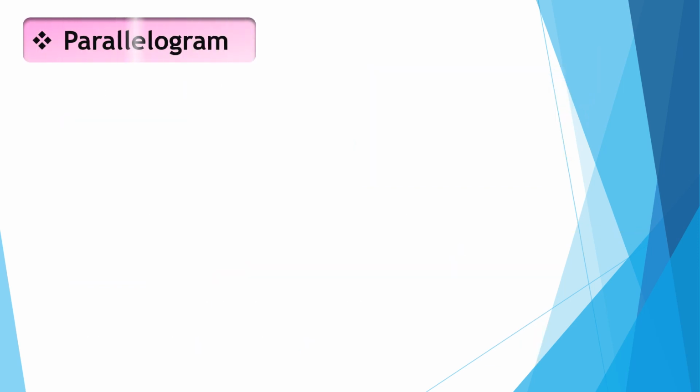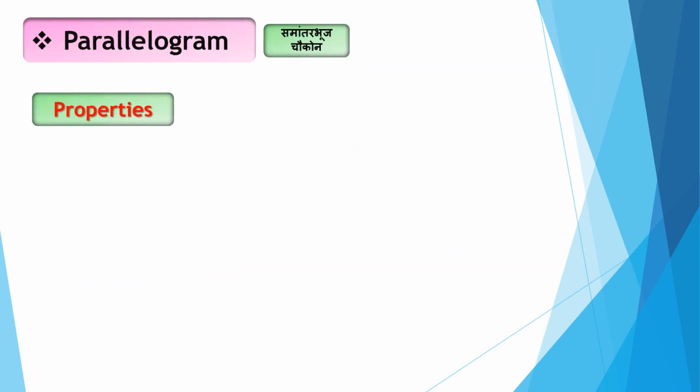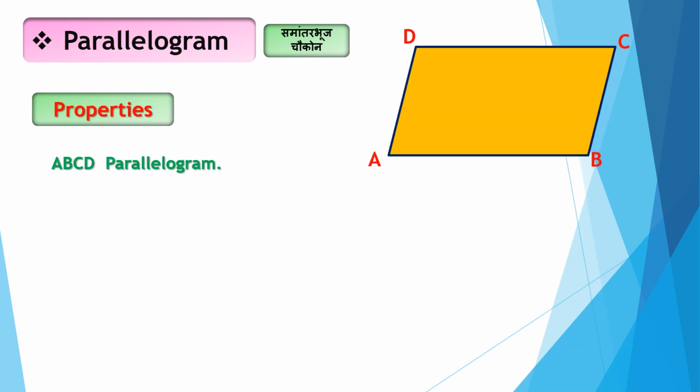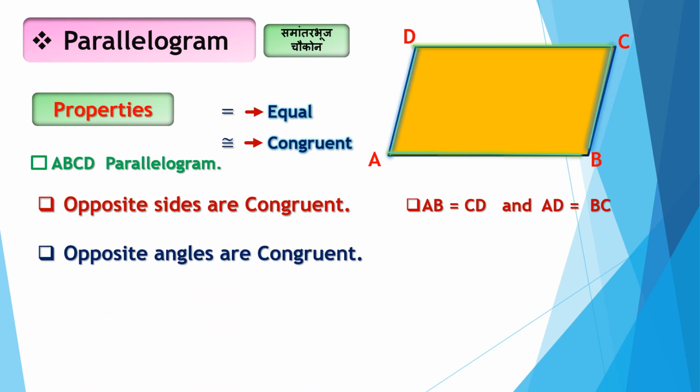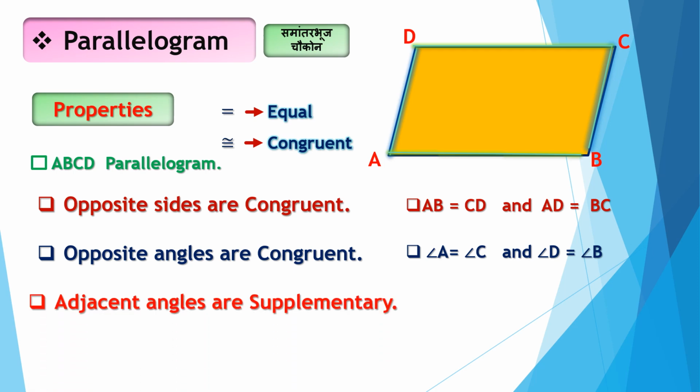Now we see the properties of a parallelogram. Quadrilateral ABCD is a parallelogram. Our first property is opposite sides are congruent. AB congruent to CD and side AD congruent to side BC. Here we see opposite sides are equal in length. Our second property, opposite angles are congruent. Angle A congruent to angle C, angle B congruent to angle D.